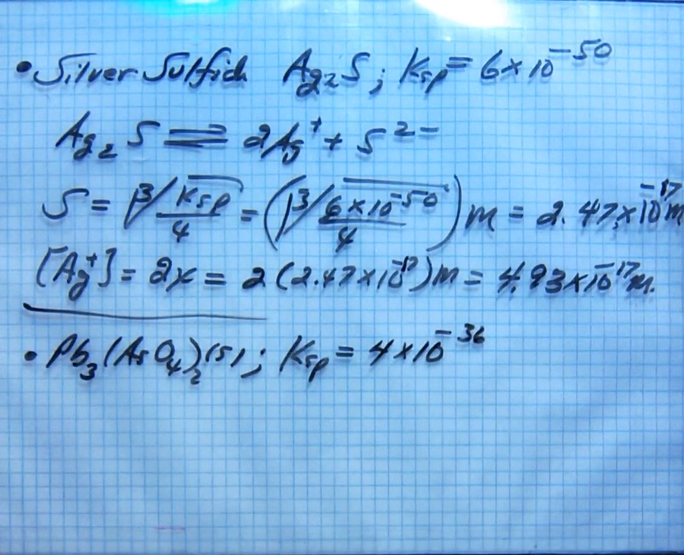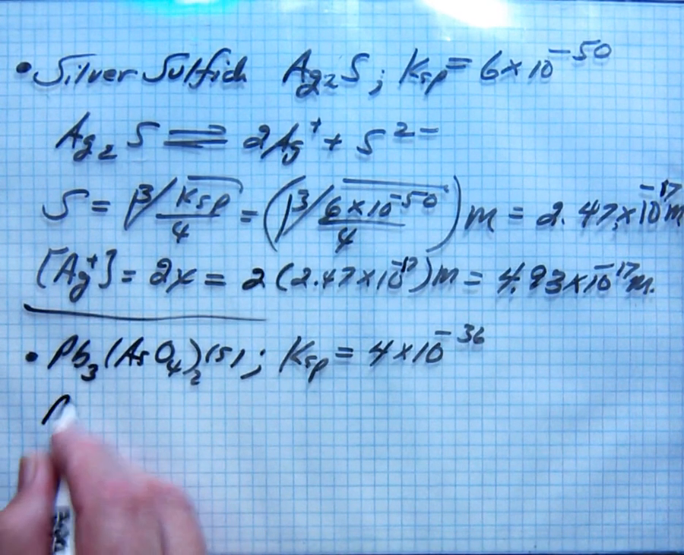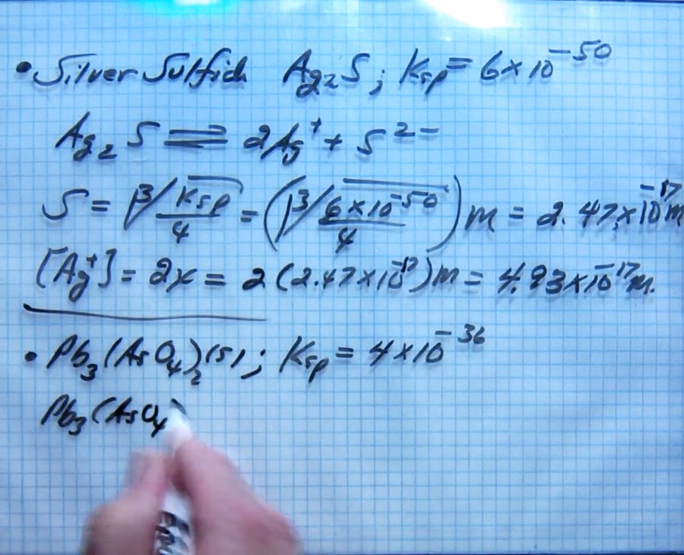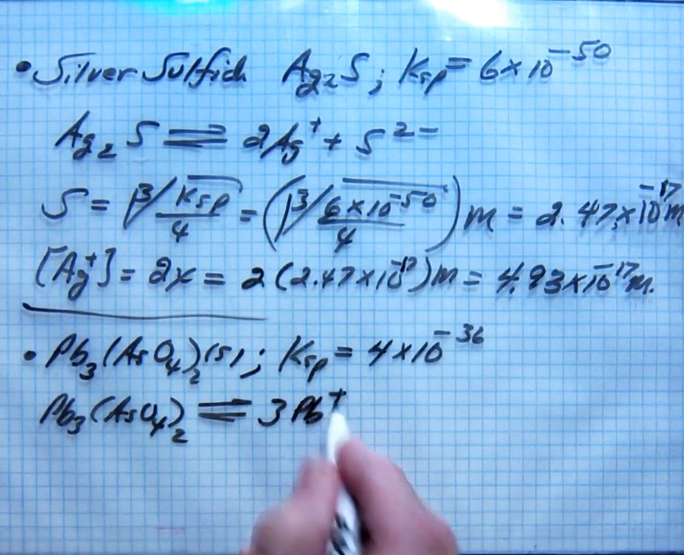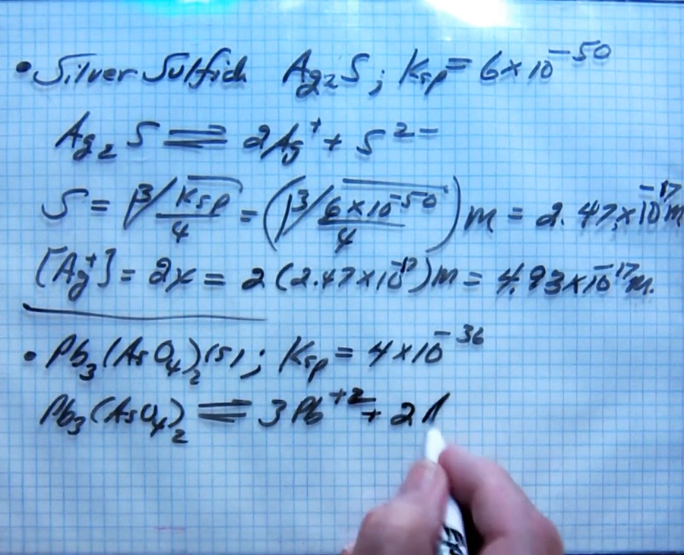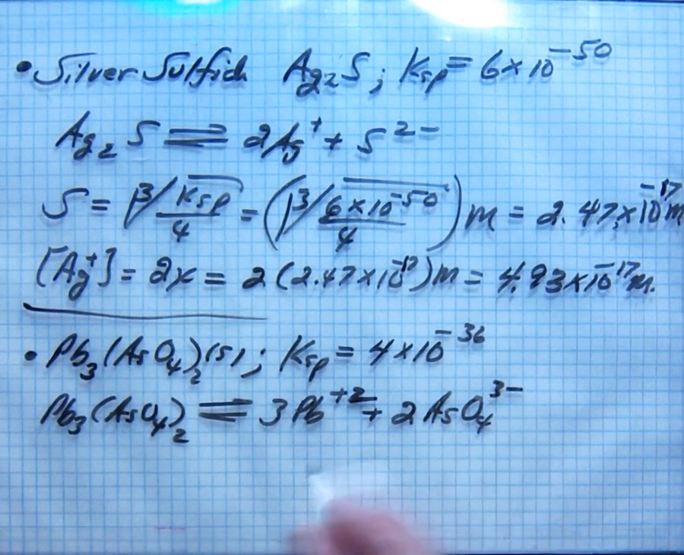Four times 10 to the minus 36. 4 times 10 to the minus 36, and you see you have a 3 to 2 ionization here. So lead arsenate goes to 3 lead ions plus 2 arsenate ions, 3 minus, like that.